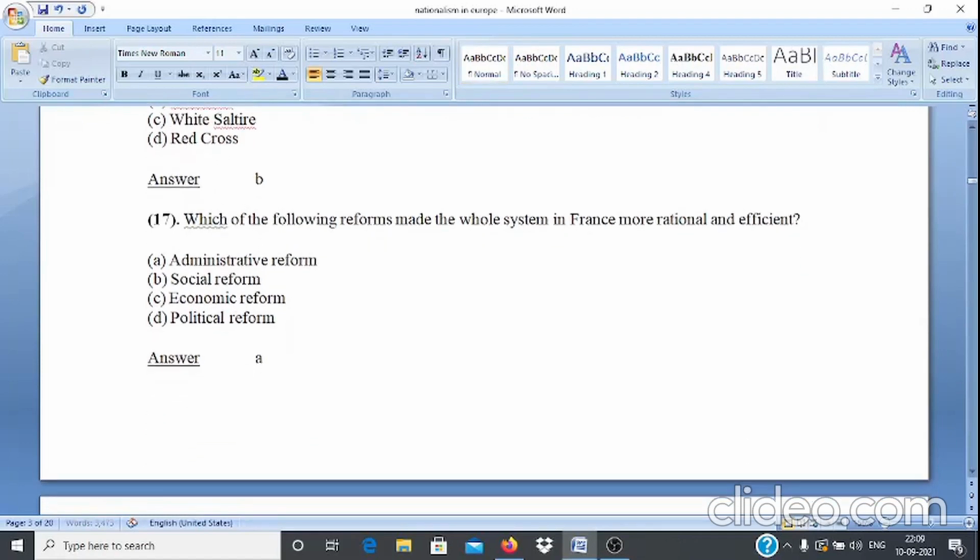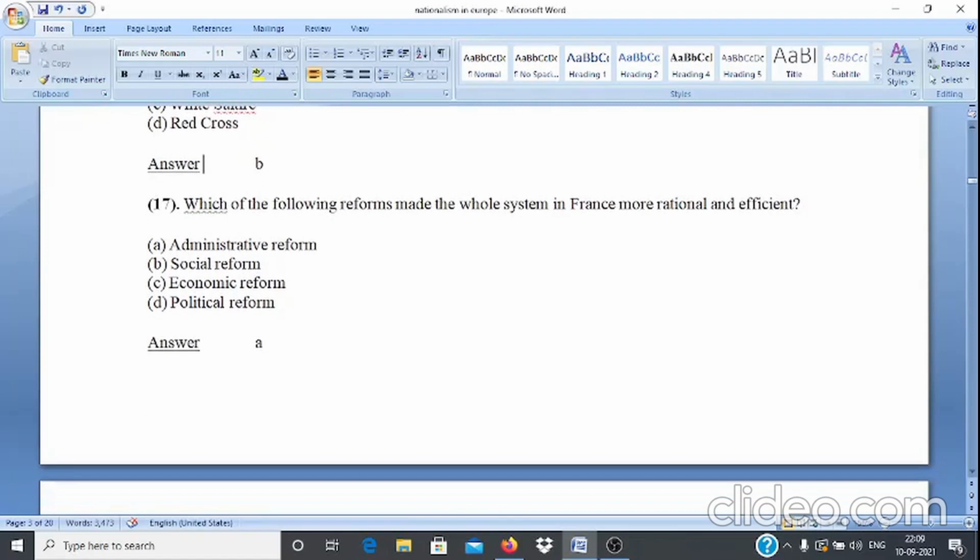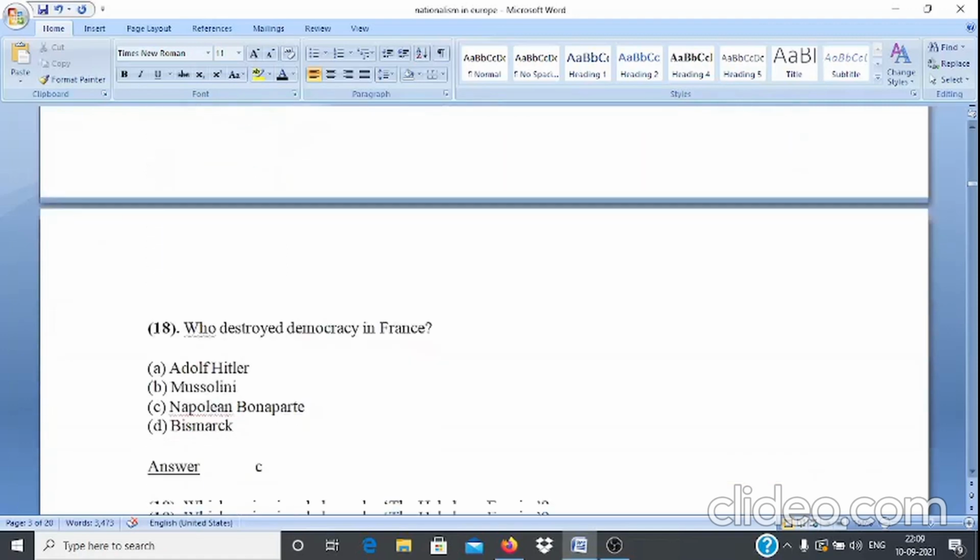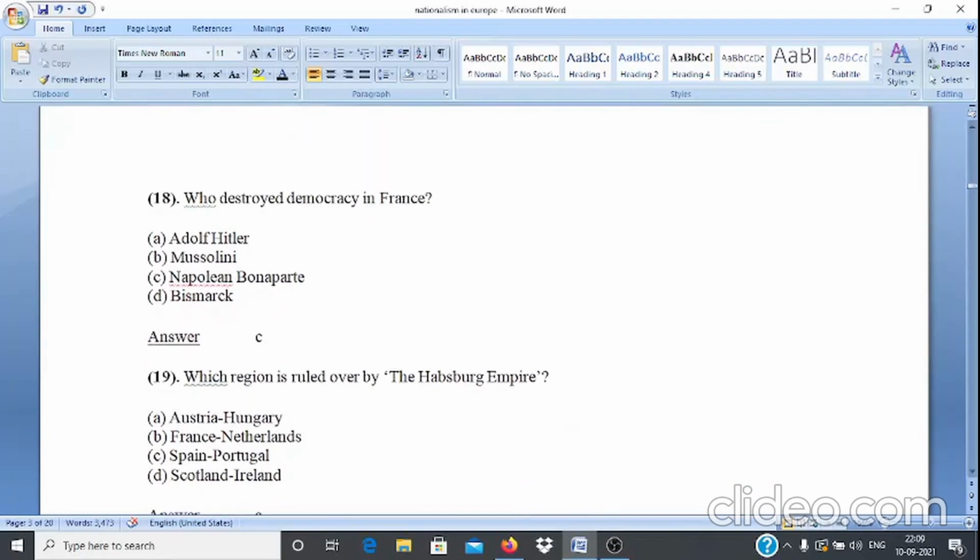Question number 17. Which of the following reforms made the whole system in France more rational and efficient? Options are A. Administrative reform, B. Social reform, C. Economic reform, and D. Political reform. And answer is option A, that is administrative reform.